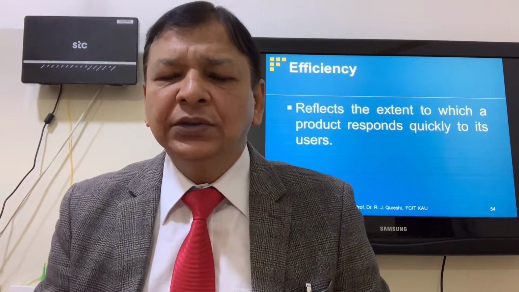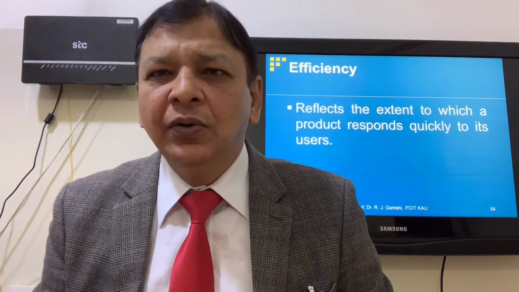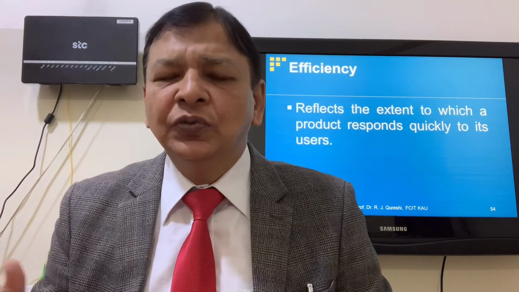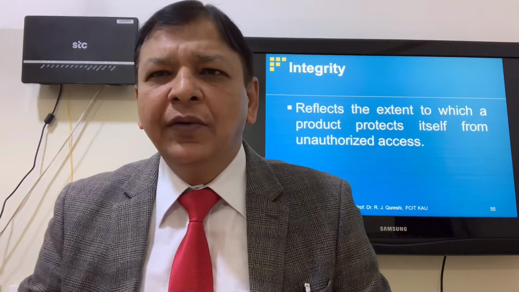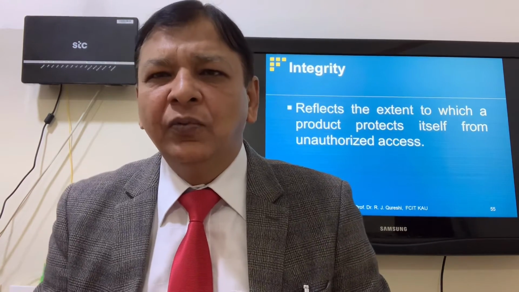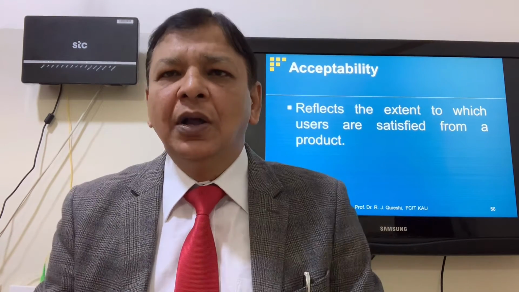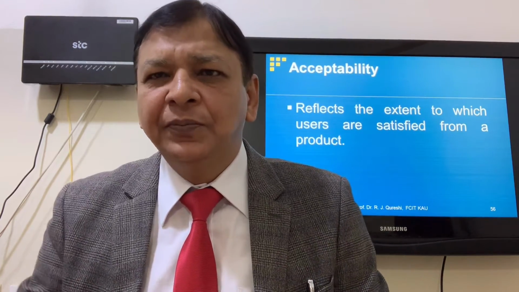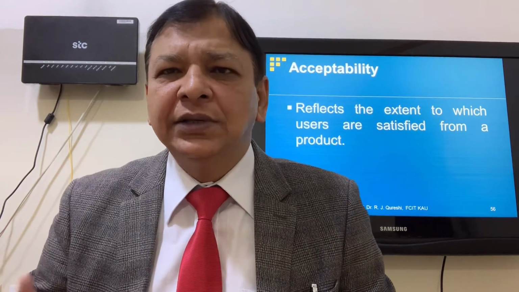Efficiency, how fast, how quickly a software responds to its users is called efficiency. Like Google is highly efficient and the most widely used search engine in the world because its efficiency is in milliseconds. We have two types of integrity. We have data integrity, reliable, and application integrity, meaning how much of security technologies have you implemented, like firewall, digital certificate, antiviruses. Acceptability means how much users are satisfied with the product. It should be above 60%, then it's accepted by the users.